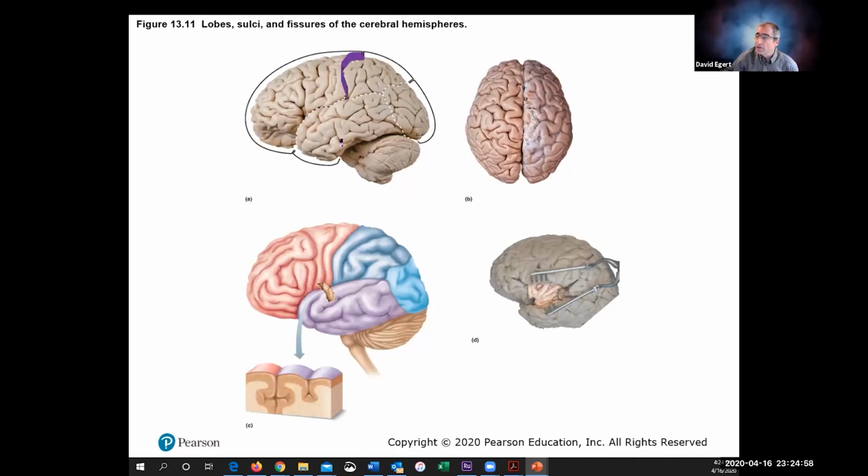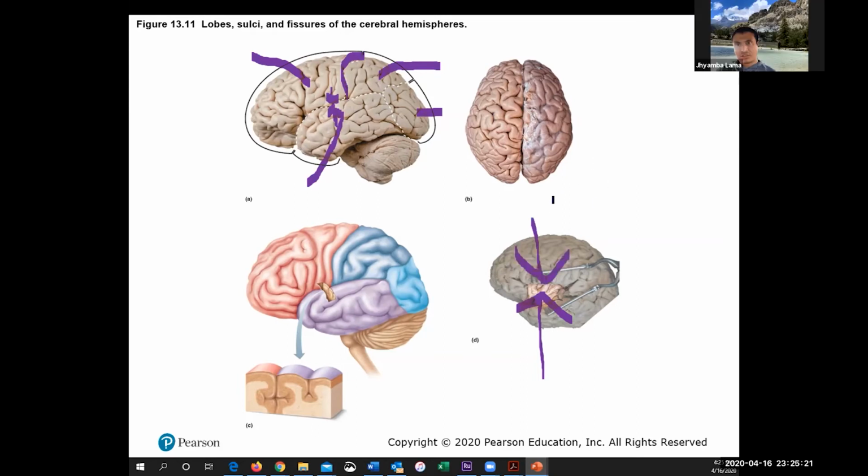The central sulcus with the frontal and parietal and occipital and temporal lobes. What is this little hidden lobe that you can only see if you kind of pull back this lateral fissure here? Insula. That's the insula.